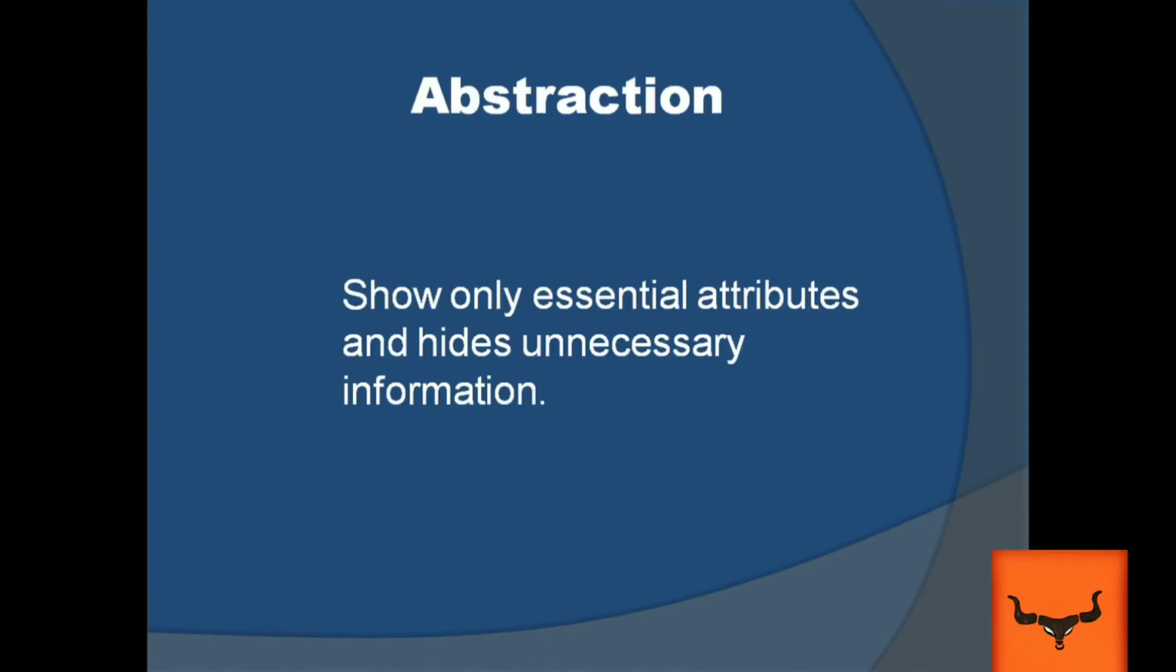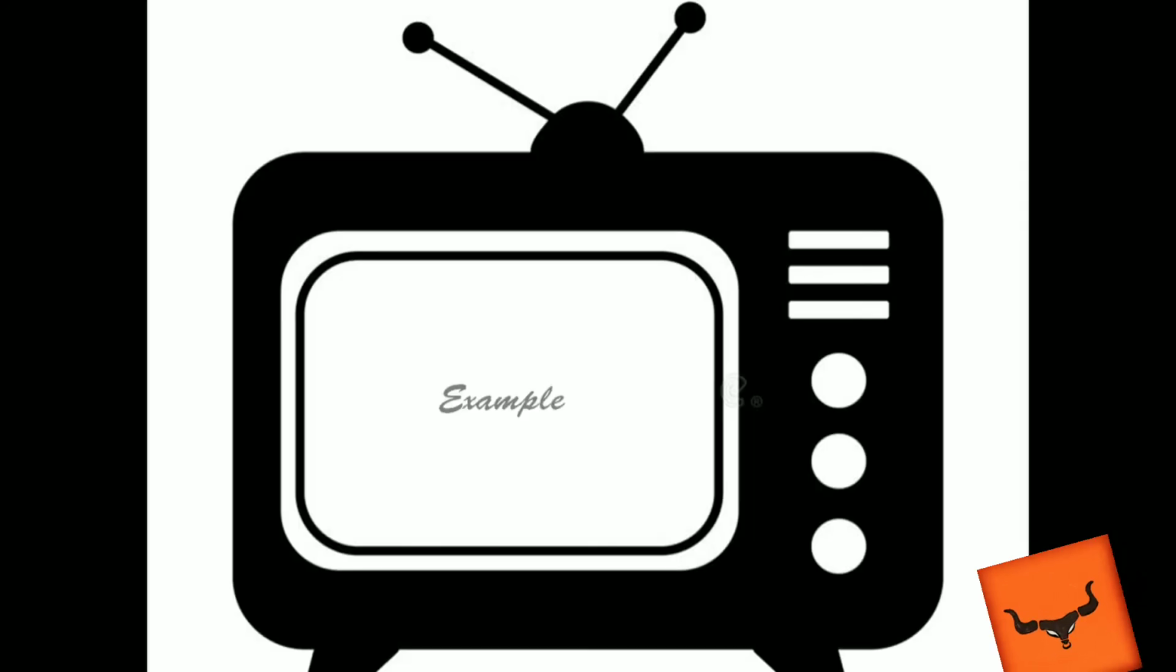Second one is abstraction. This mechanism shows only essential attributes and hides unnecessary information. It will be more clear with an example. Consider you have a TV. To describe your TV to your friend, you will tell him the company name, the inch of the TV, how much resolution it supports. And when your TV gets damaged, you take it to the repairman and he is only bothered about the circuitry of the TV. He doesn't want information like company name, resolution of the TV and likewise. And this is abstraction.